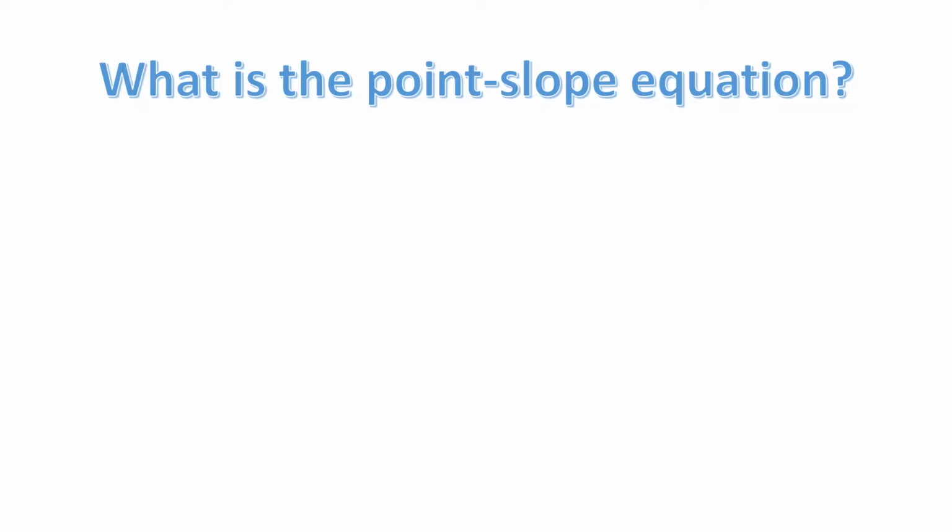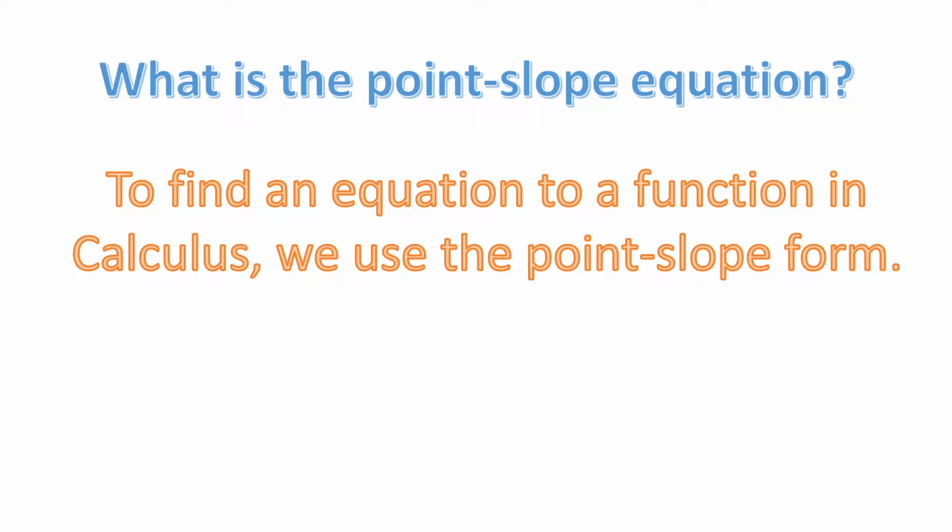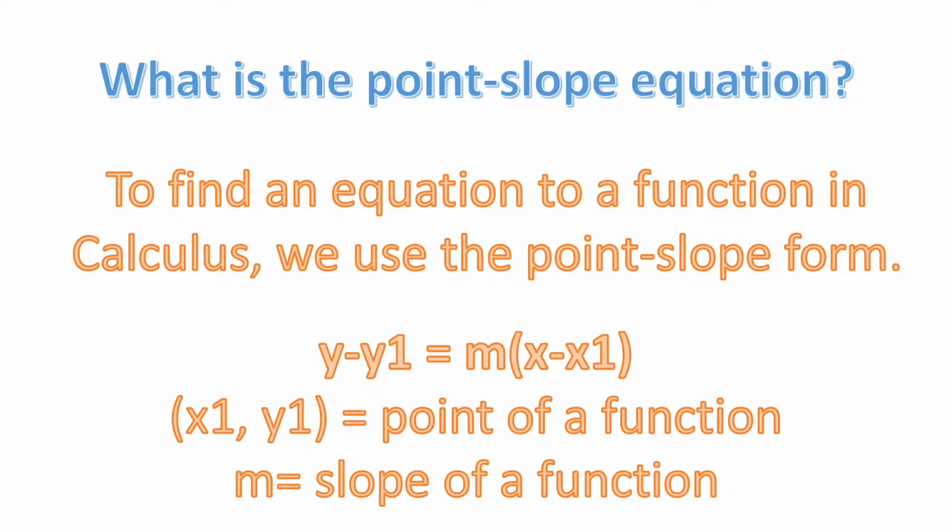What is the point-slope equation? To find an equation to a function in calculus, we use the point-slope form. The point-slope form is y minus y1 equals m times x minus x1. x1 and y1 is the point of a function, and m is the slope.